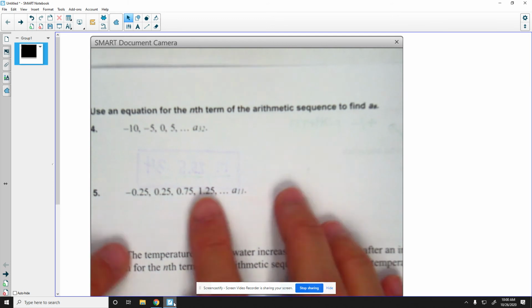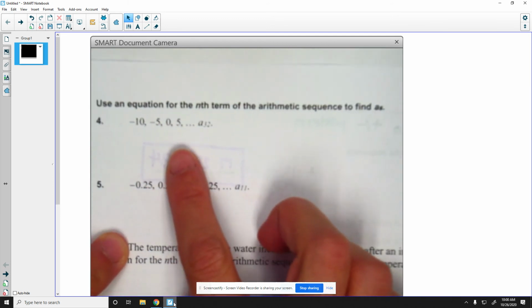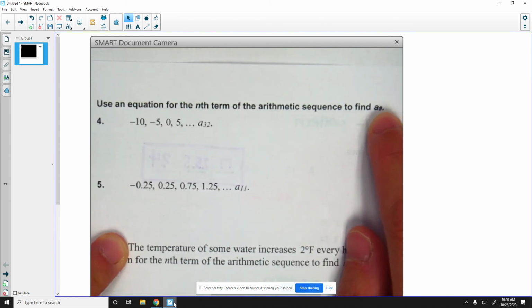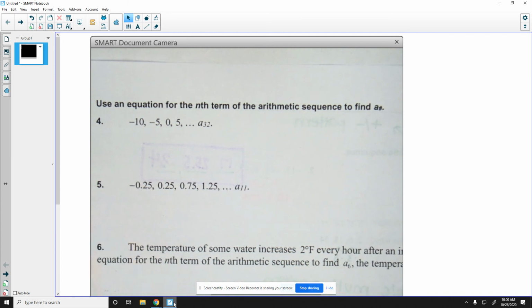Okay, now this is the hard part. Use an equation for the nth term of the arithmetic sequence to find a to that number. Sorry, this is the backside, numbers 4, 5, 6. This is the backside now.